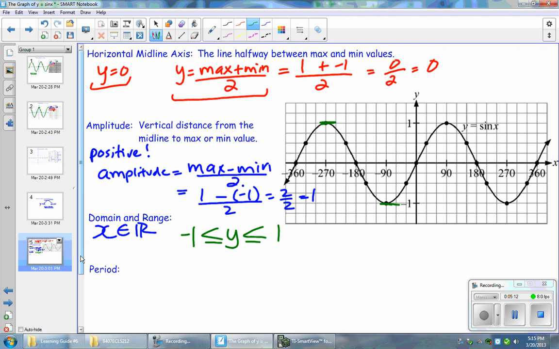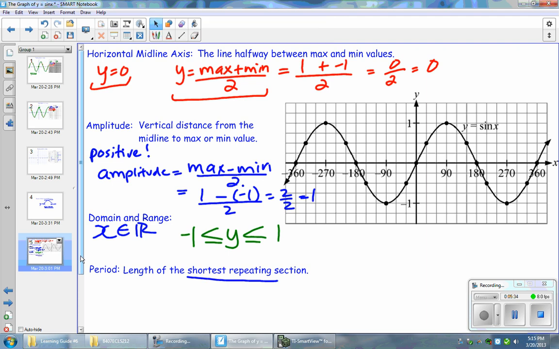So the last thing I wanted to define here is what we call the period. The period is what we define as the length of the shortest repeating section. So yes, we do have a pattern here, and that pattern is repeating, but the period is defined more specifically as the shortest repeating section. An easy way to identify the period is to start at a point. So I'll start right there at the origin, and you're going to trace when this graph starts to repeat itself. We are rising through that point, so we're going up.